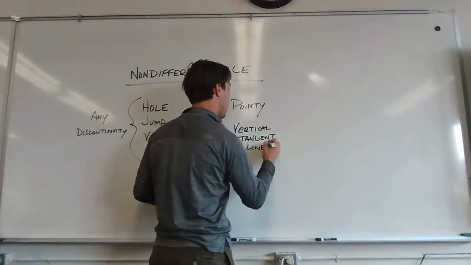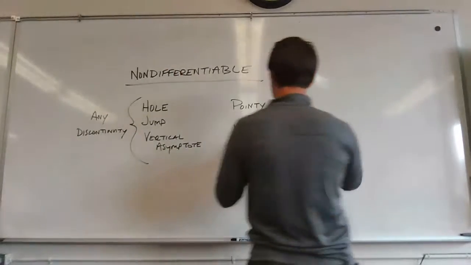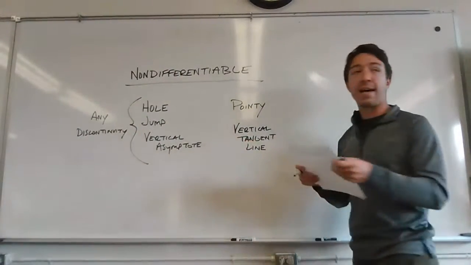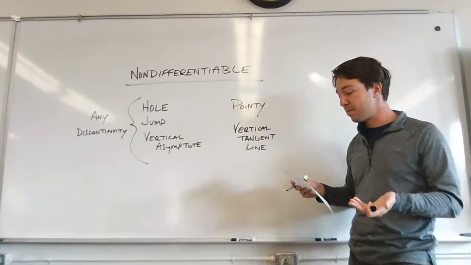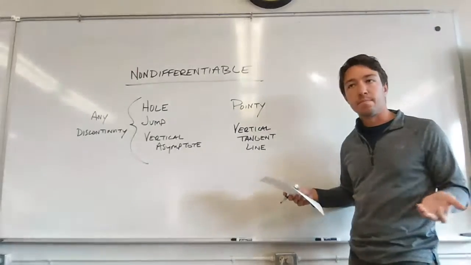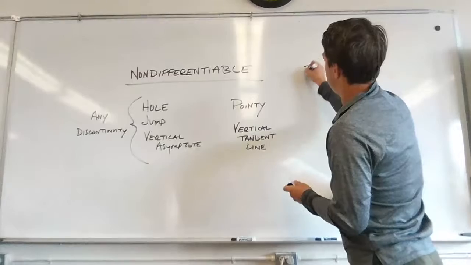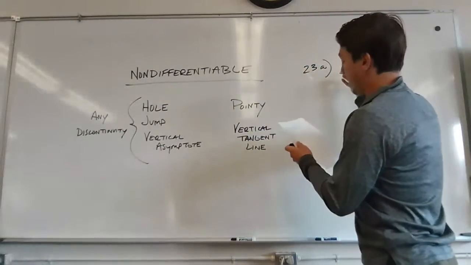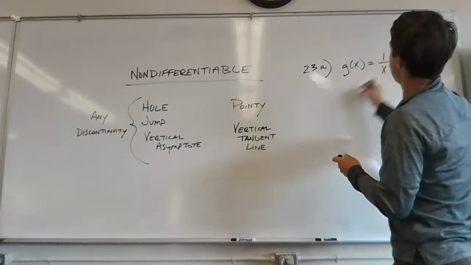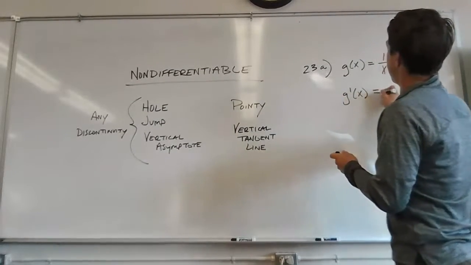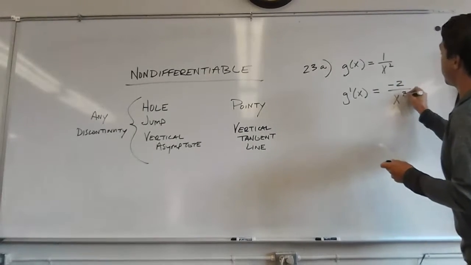And I'll give you a very concrete example of that right here. It's the cube root function. So 23b; 23a is a very obvious spot. Where is 23a non-differentiable? At 0. So this question says find the derivative. So let's just clarify. 23a is very simple because you just say, well, g is 1 over x squared. The derivative would be -2 over x cubed.